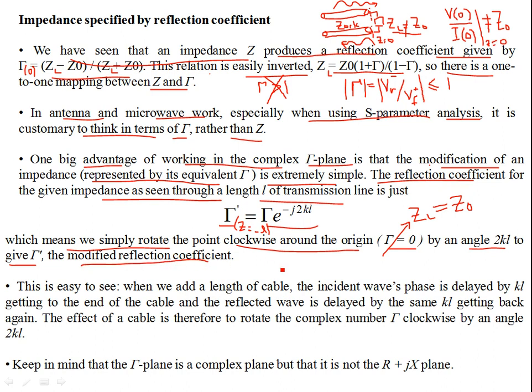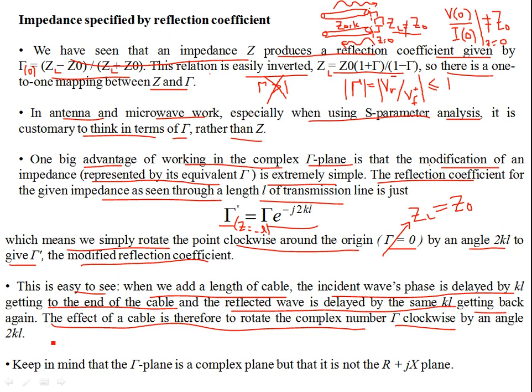While we're rotating this, the idea is easy to see: we add a length of cable because the incident wave phase is delayed by kL getting to the end of the cable, and the reflected wave is delayed by the same electrical length getting back again. So the effect of the cable is to rotate the complex number gamma clockwise by an angle 2kL.